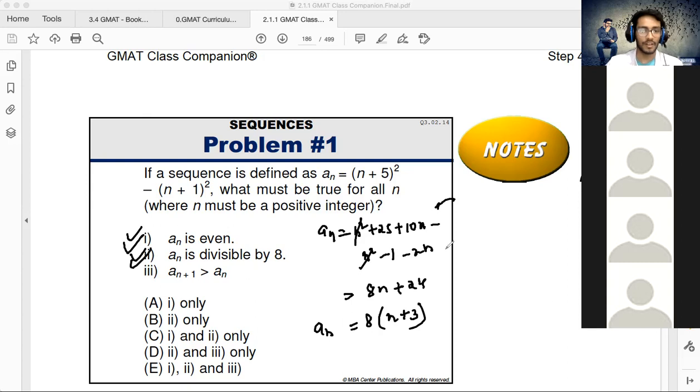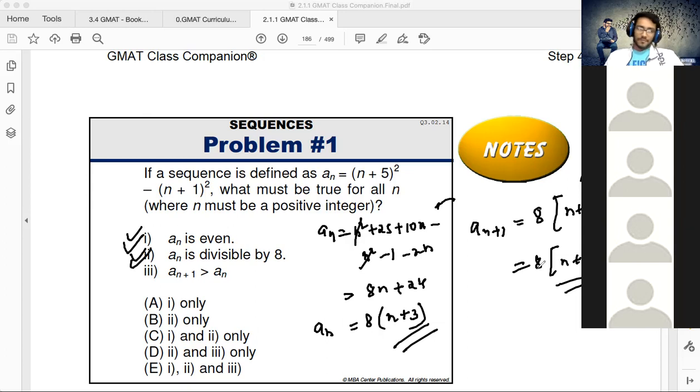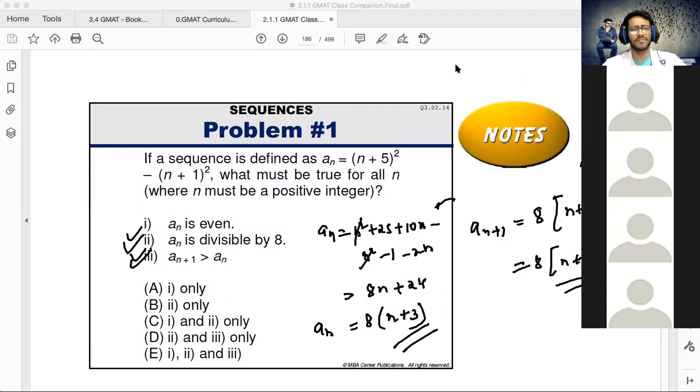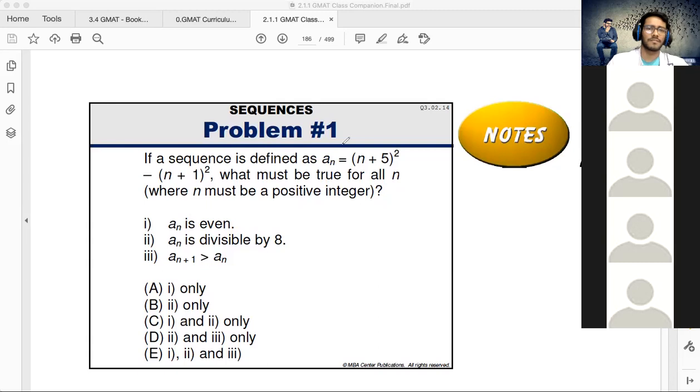Let's talk about the third, a(n plus 1). In place of n, I'll put n plus 1. I got 8 into n plus 4. You can check: take n as anything. So a(n plus 1) is 8 into n plus 4. Which is more? Of course this is more, 8n plus 4. So it is also satisfied. All three should be the answer. Great, this was very easy. The trick was nothing, just to simplify this. That's all. Automatically everything will be satisfied.